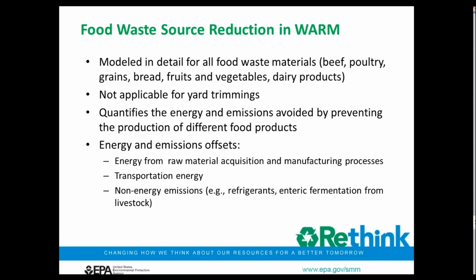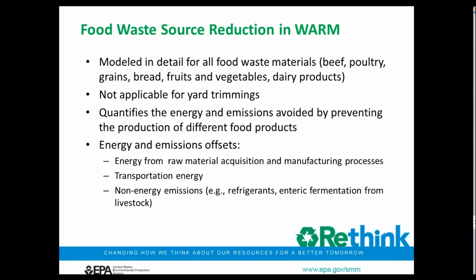Okay, so now that we've covered anaerobic digestion in detail, I'm going to quickly go through the other management practices available for organic materials within WARM. For food waste, source reduction is an option. This was added in the past couple of years, and as I mentioned previously, it's modeled in detail for all food waste materials. So this includes beef, poultry, grains, bread, fruits and vegetables, and dairy products. This source reduction isn't currently applicable for yard trimmings in WARM.